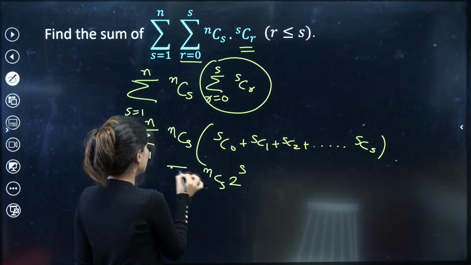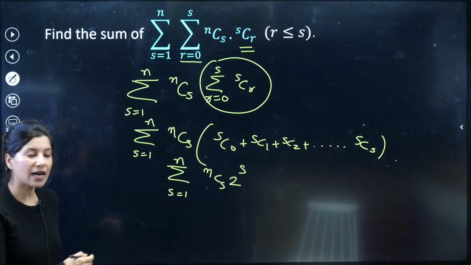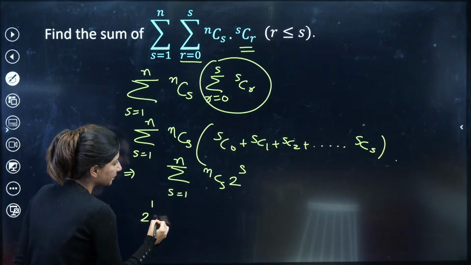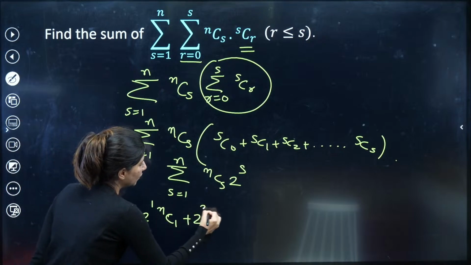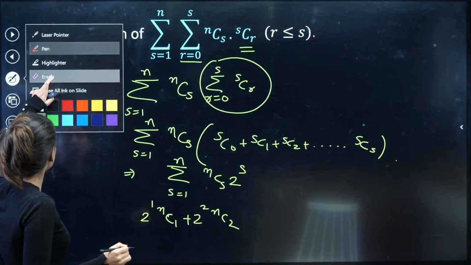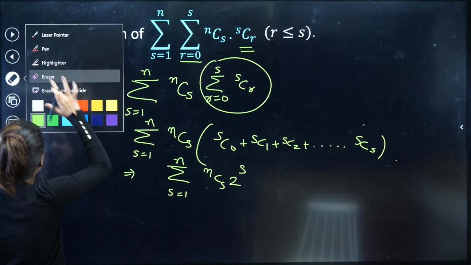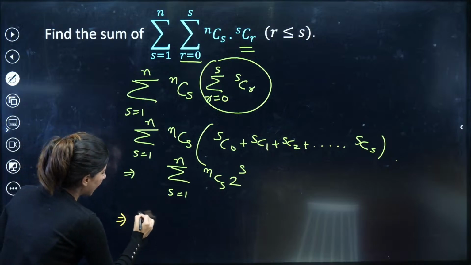NCS, sigma S equals 1 to N. Now you should start putting the value of S. So 2 raised to power 1 NC1 plus 2 raised to power 2 NC2. Can you feel it? Can you see it? Let me just rewrite it because I have something going on in my mind.